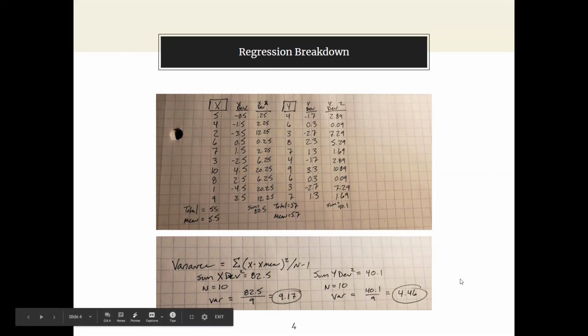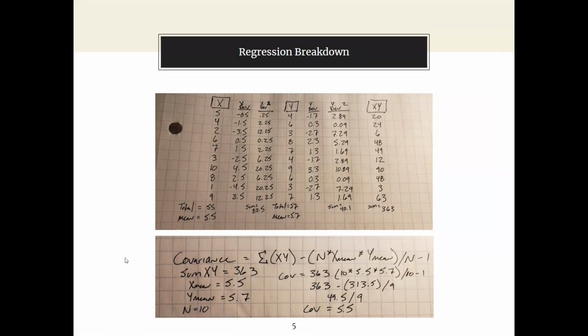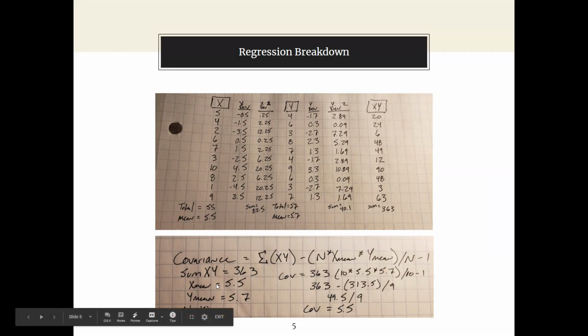Remember, our variance is just those squared deviation scores over our degrees of freedom. We can then take that to find our overall covariance, which is just a measurement of how our x and y vary together. We can take the sum of all of our x's multiplied by all of our y's minus the product of our means and our n, and we put that over our degrees of freedom. And you can see here our overall covariance is 5.5.